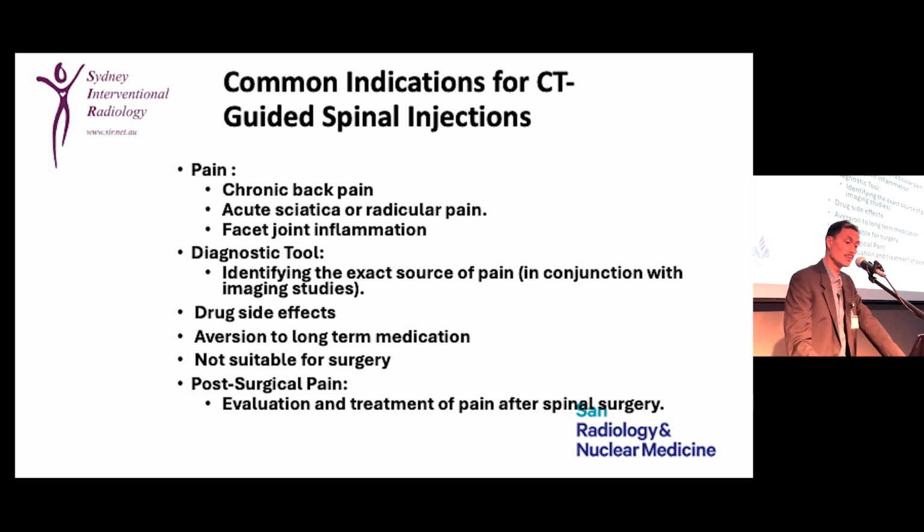So by far, the most common indication for why we perform a CT-guided spinal injection is for pain. And that can be either acute or chronic and usually caused by inflammation. It's also a useful diagnostic tool. We can help identify the source of pain and therefore confirm the diagnosis. Then there's patients who have side effects from medications or who are averse to taking long-term pain medication. Sometimes we'll do an injection if there's persistent pain after surgery or if the patients are not suitable for surgery.